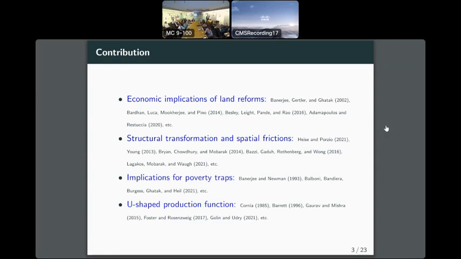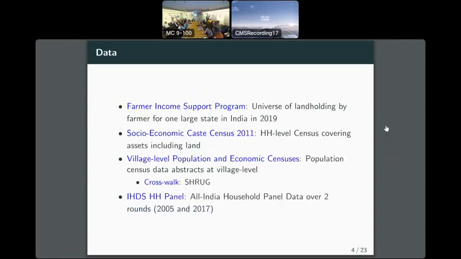And of course, the ag literature on the production function is what we don't contribute to. We don't contribute to the production function estimation, but we take that seriously and build our model. So I'll show you patterns using data from a flagship farmer income support program in India.